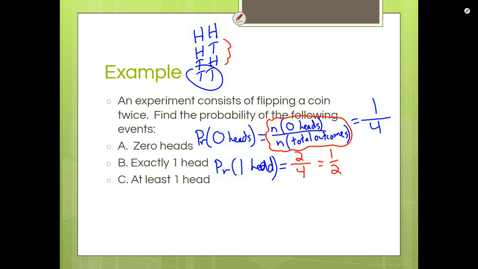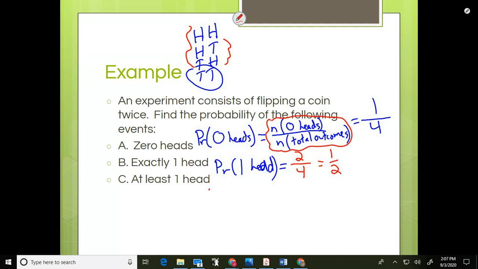And the last one, at least 1 heads. So count that up. There's 3 of those, so 3/4.